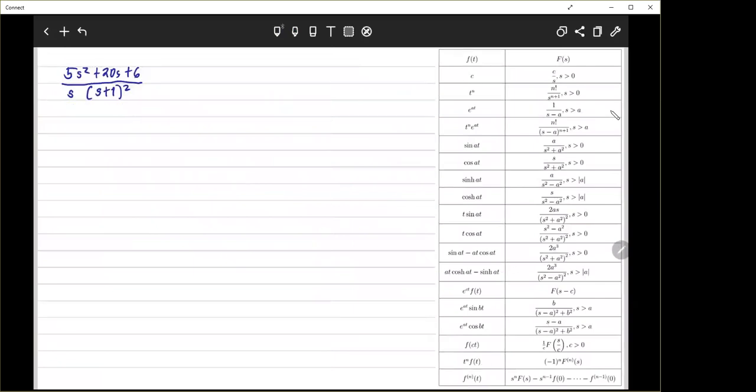Okay. Now check muna natin yung degree. Dapat yung degree ng numerator ay less than the degree of the denominator. So check. The degree of the numerator is 2. The degree of the denominator is, so if you expand the denominator, you will get 3. You will get s cubed. So mas maliit yung degree ng numerator kaysa denominator. So we can now proceed.